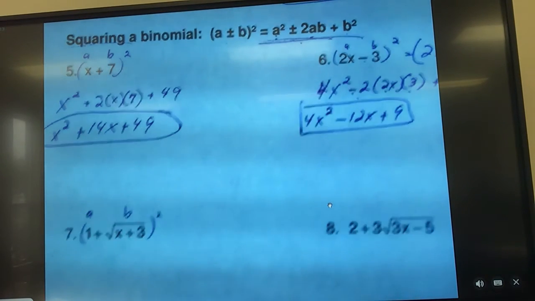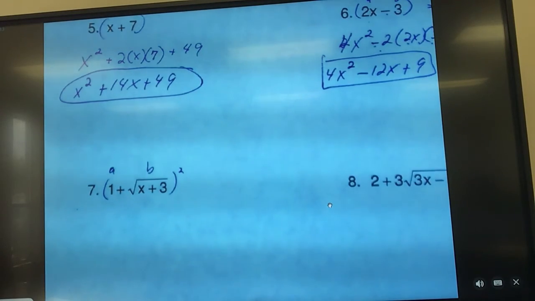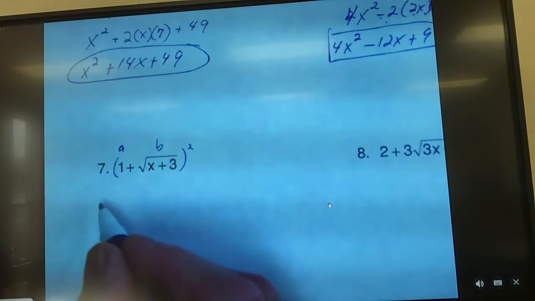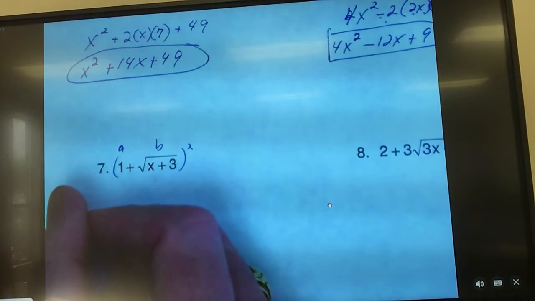Okay? So the whole thing is B? Yep. Whole thing is B. Alright, so let's start off. First thing says we want A squared. That'd be 1 squared. We agree?